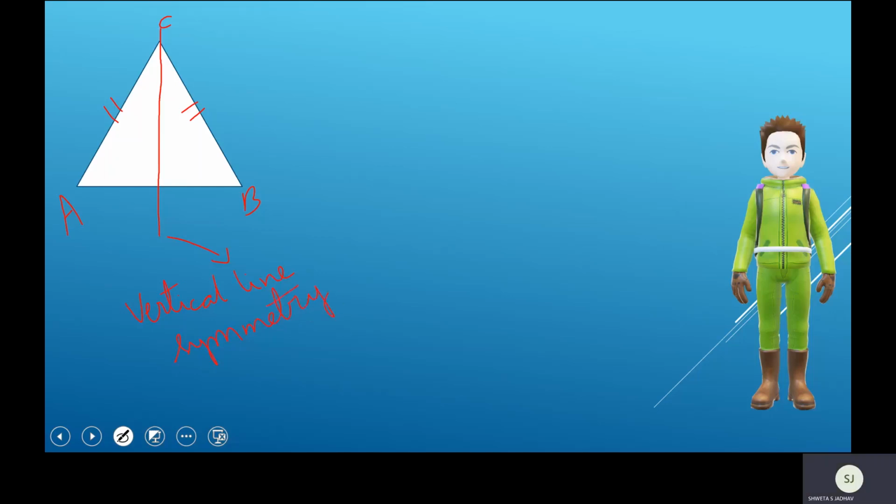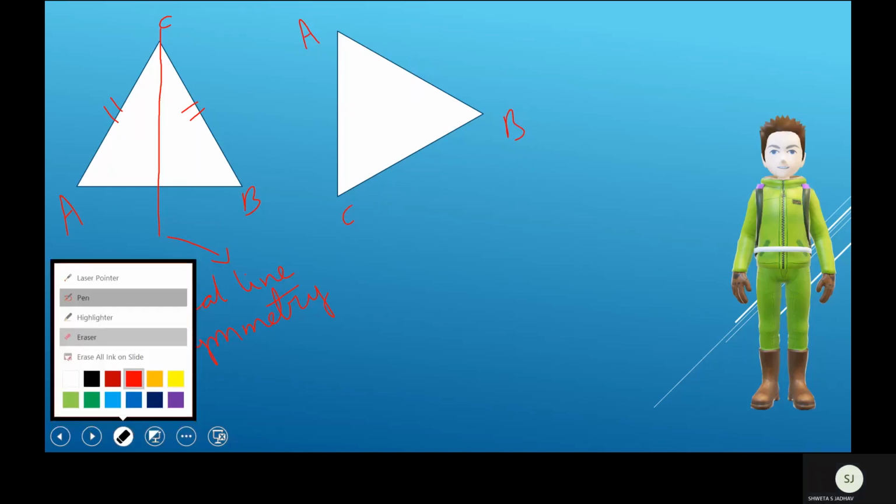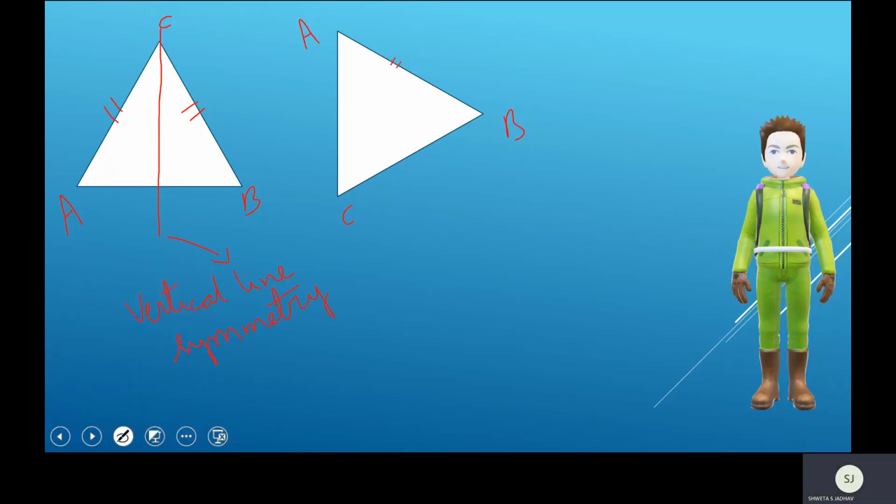Now let's take another example. The same isosceles triangle I have written in the other direction. Let's take these points also as ABC, and here in the isosceles triangle we have two sides equal. So these two sides are equal. So how can we divide this figure into exactly two parts? We have to draw a horizontal line. So this is the horizontal line.